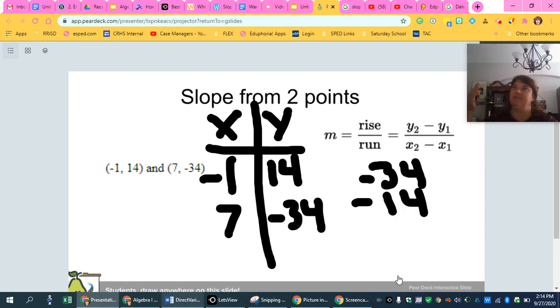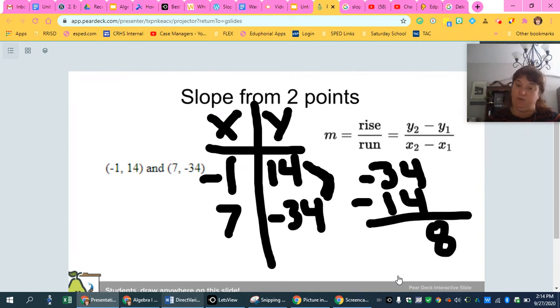I'm taking -34 and I'm minusing 14. That's how I find the difference. That's how I find the change to go from 14 all the way down to 34. And so if you remember negative 34 minus 14, you're just adding them together. So I get negative 48. So that's my top number, negative 48.